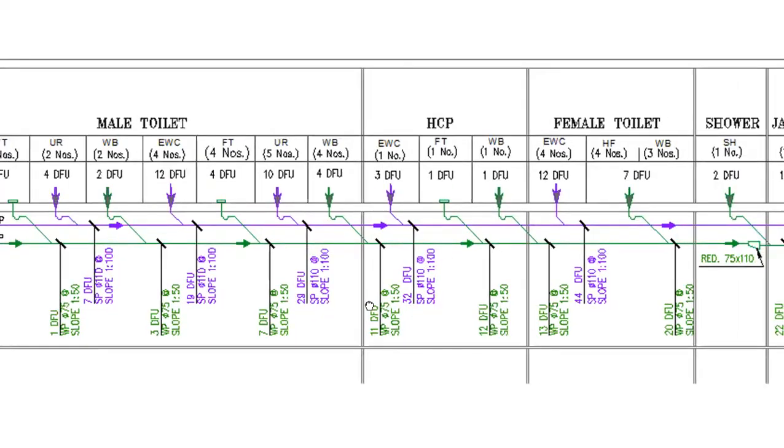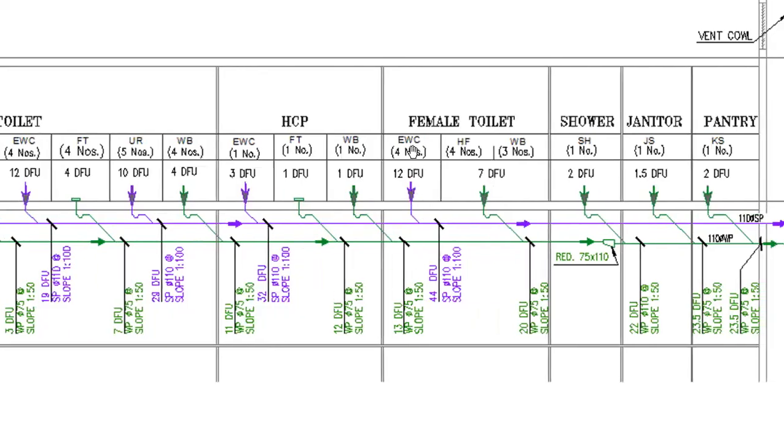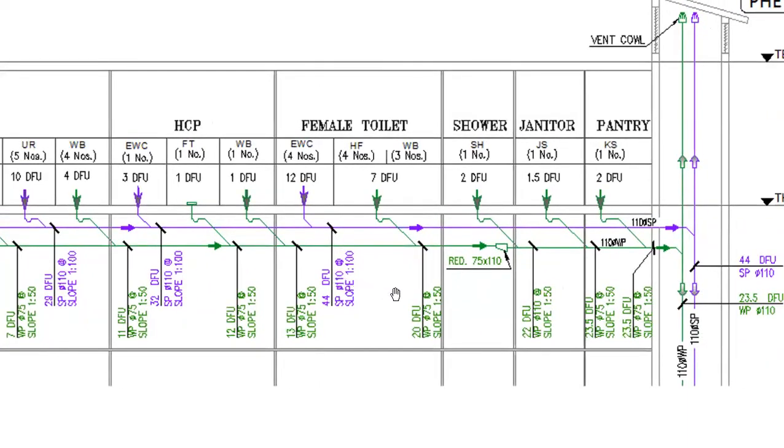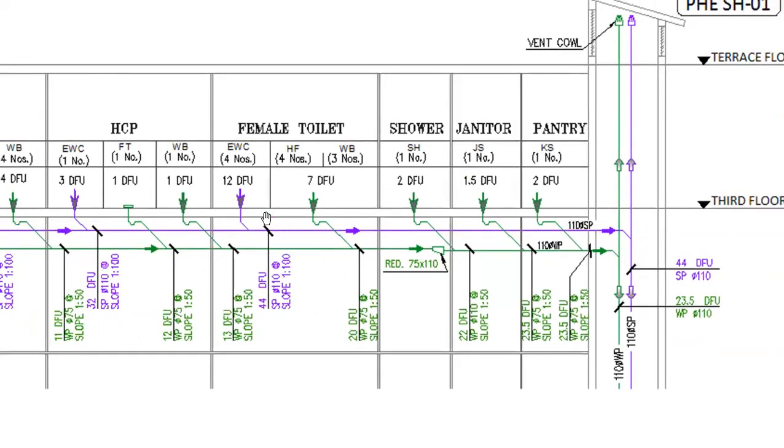If we go to the female toilet, 4 EWCs are connecting into our header. So 4 into 3, 12. So 12 plus 32, 44 drainage fixture units will come. So we have to maintain the same size only, because the fixture unit is 44 only.